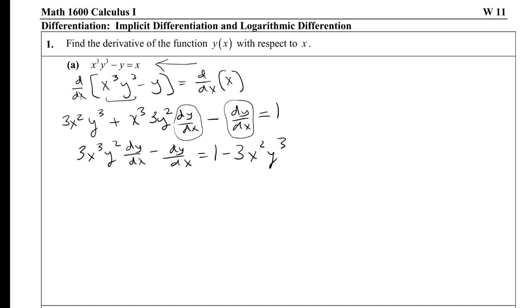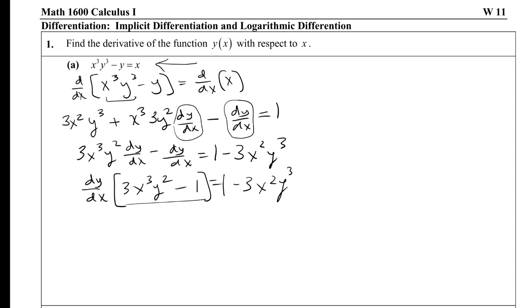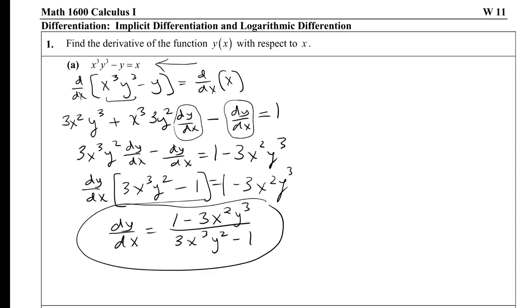All right, so now I'm going to factor out dy dx from the left. So I get 3x cubed y squared minus 1. I'll leave the right-hand side as it is for now. And then I'm just going to divide this stuff over to the right-hand side so that I solve for dy dx. So I get 1 minus 3x squared y cubed over 3x cubed y squared minus 1. And there's my derivative.